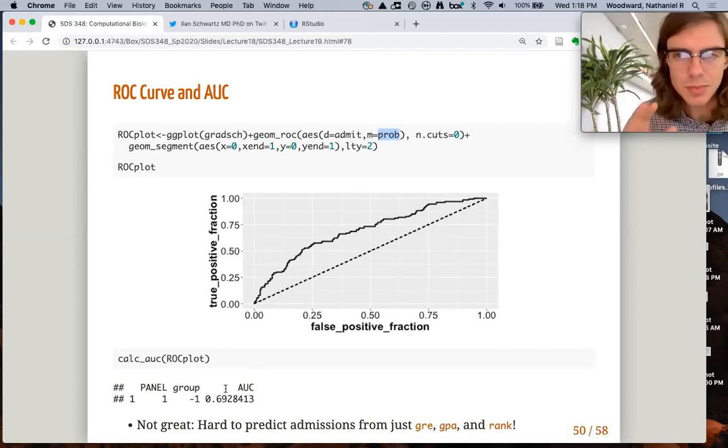And you can see, you know, it's not terrible, but it's not great, right? It's right on the cusp of poor, you know, it's like fair to poor. It's not a great predictor. It's better than chance, but not much, right? And this is just to show you, right? It's hard to predict admissions just from those 3 variables.